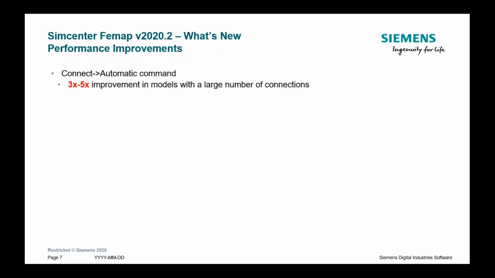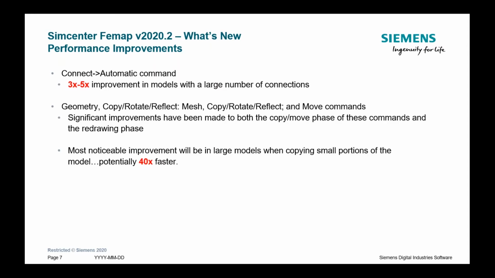So one of the big things that we did for 2020.2 was just performance improvements. If you're using the connect automatic command, we made it 3 to 5 times faster when we're making a large number of connections. For copy, rotate, and reflect commands, whether you're doing mesh or geometry, and the move commands, we made this noticeably faster.